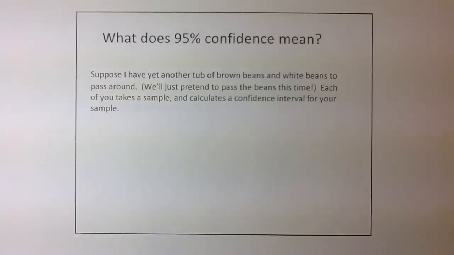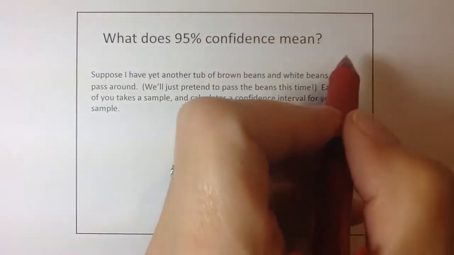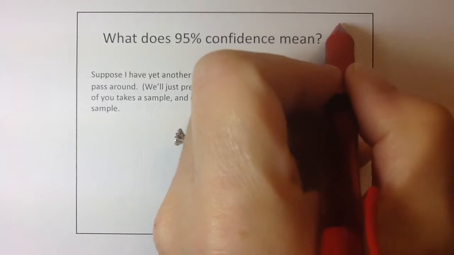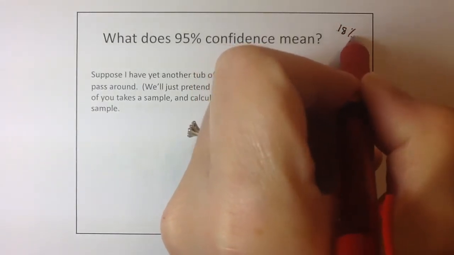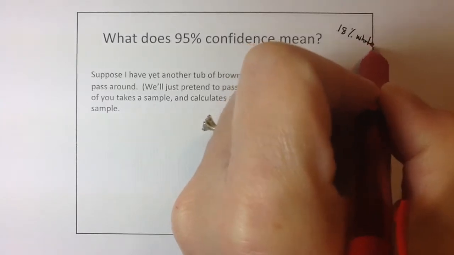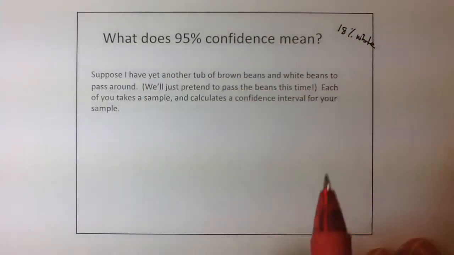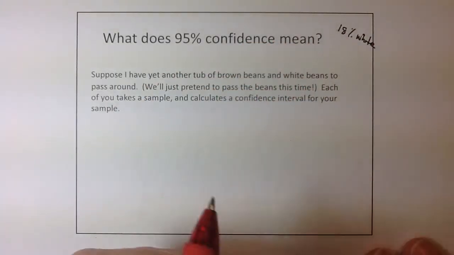So let's pretend that we have another tub of beans, a different tub than we've had before, and we're going to pretend to pass them around, and each person in the class is going to take a sample. Let's say that this particular tub has 18% white, okay? But you don't know that when you first pass the tub around.